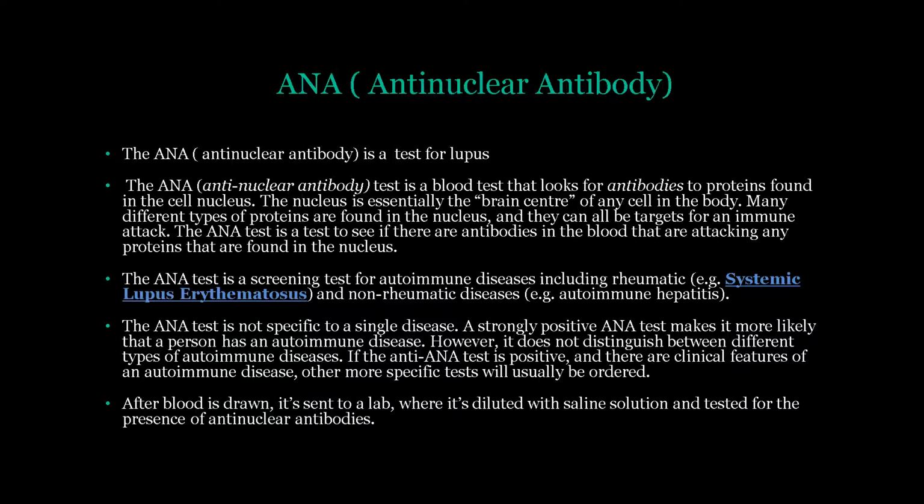The ANA is a screening test for autoimmune diseases, including rheumatic diseases and non-rheumatic diseases. It's not specific to a single disease. A strongly positive ANA makes it more likely that a person has an autoimmune disease, but it does not distinguish between different types of autoimmune disease. However, if the test is positive and there are clinical features of an autoimmune disease, other, more specific tests will be ordered. After the blood is drawn, it is sent to a lab, where it is diluted with saline solution and tested for the presence of antibodies based on the titers and the dilutions that are found.